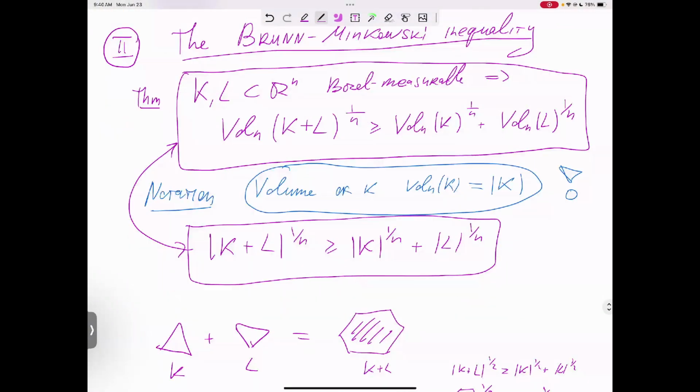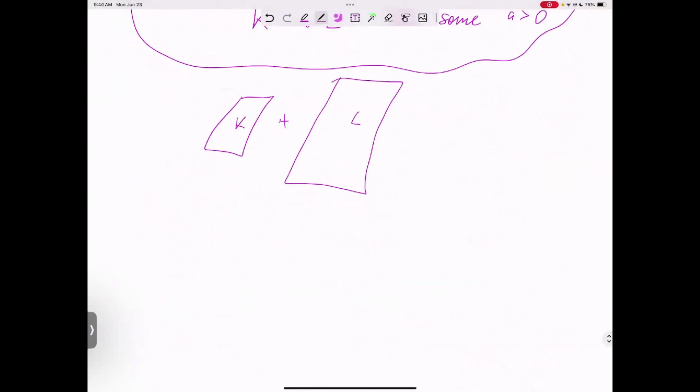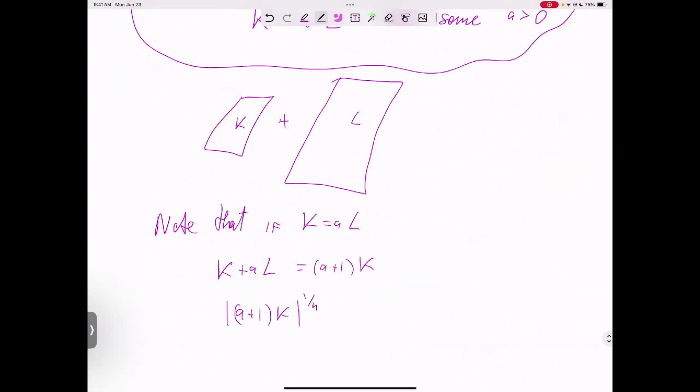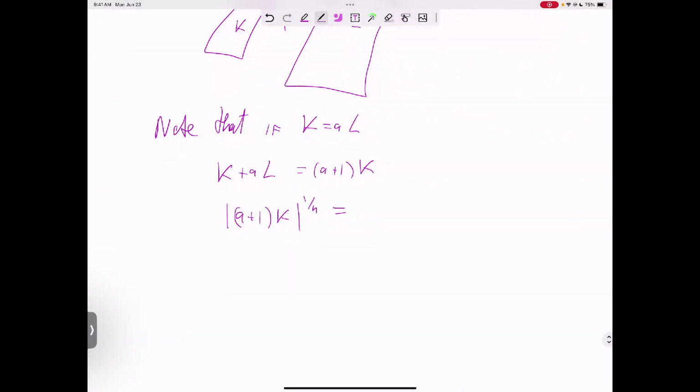You can verify that dilates do have equality here. Note that if K equals A times L, then K plus AL will actually be just (A+1) times K, let's say. And we have the volume of (A+1) times K to the power 1/n. It's (A+1) to the power n times the volume of K.